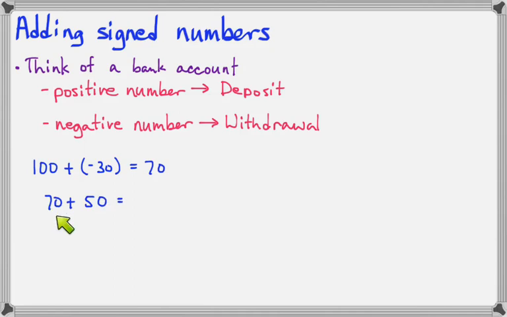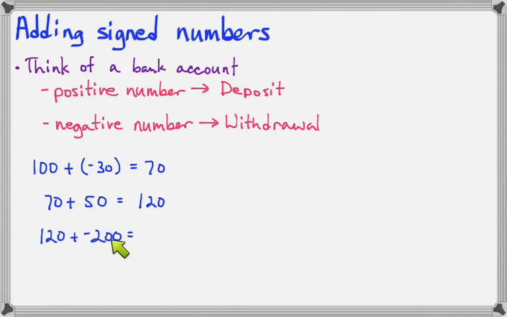Let's take our $70 balance and add $50 to that. So 70 plus 50 is going to be 120. If both numbers are positive, then we add them together and the answer is positive. Now let's take our $120 and add a $200 withdrawal.